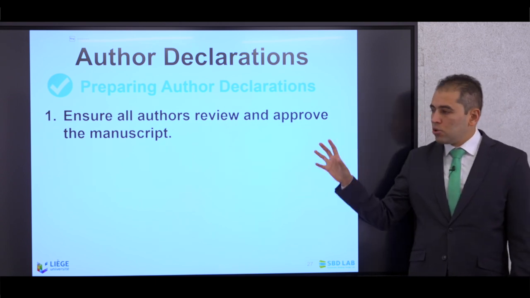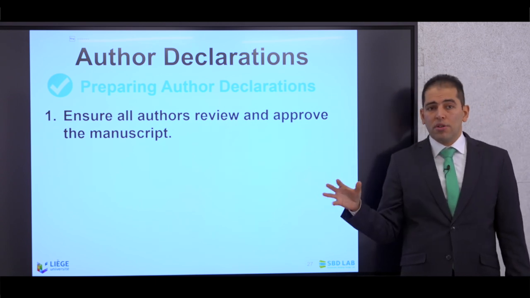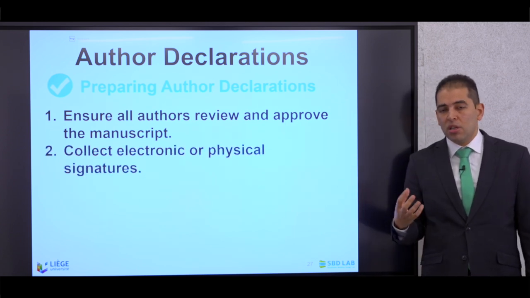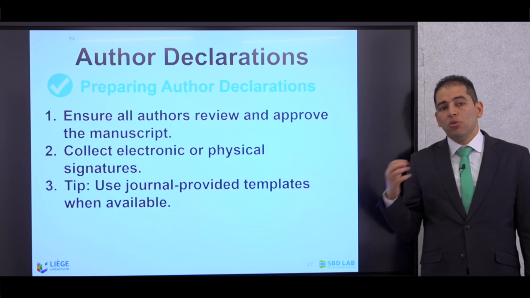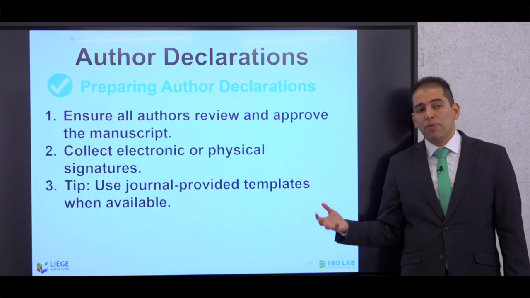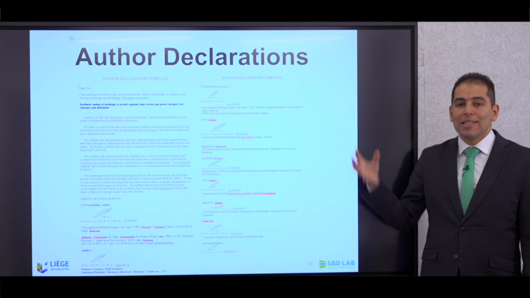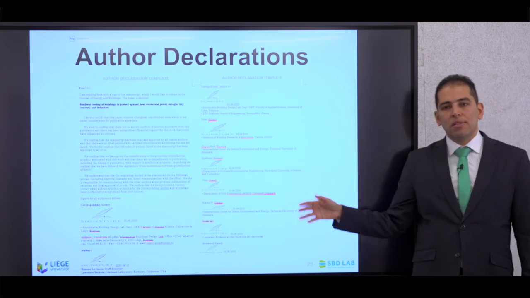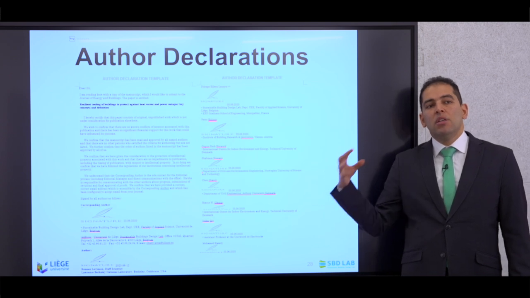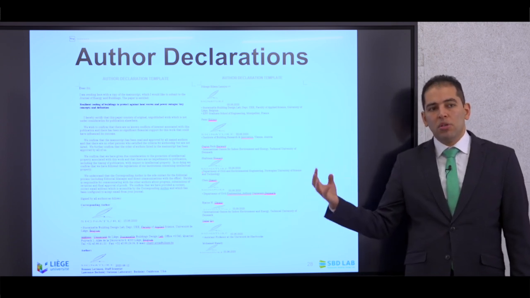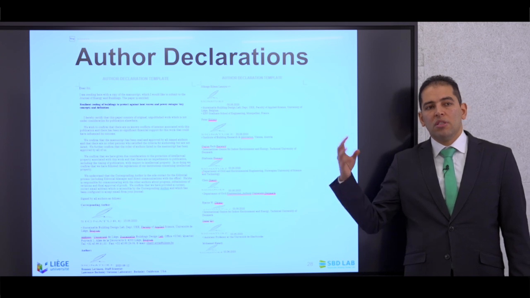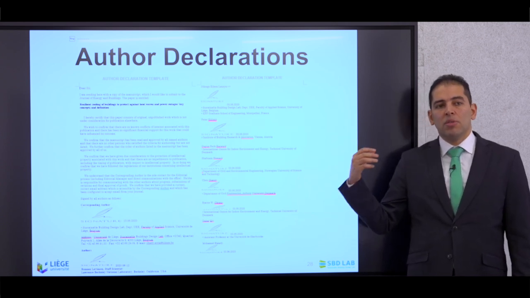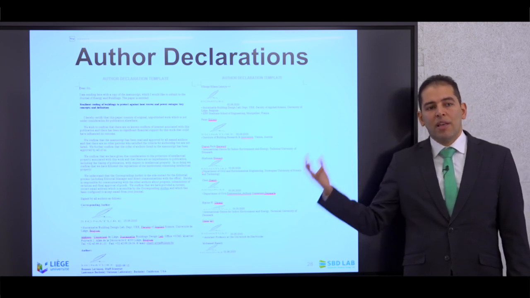You need also to prepare the author declarations, so ensure that all the authors review and approve the manuscript, collect the electronic or physical signatures of the co-authors, and use the journal provided templates if available. If not, you can come up with your own template. This is an example of an author declaration template. You can see here that we are writing a letter to the editor mentioning the title of our paper. We are mentioning all the legal concerns with confirmation that this is an original manuscript, that this is a no conflict of interest manuscript. We consider all the data protection and ethical concerns.